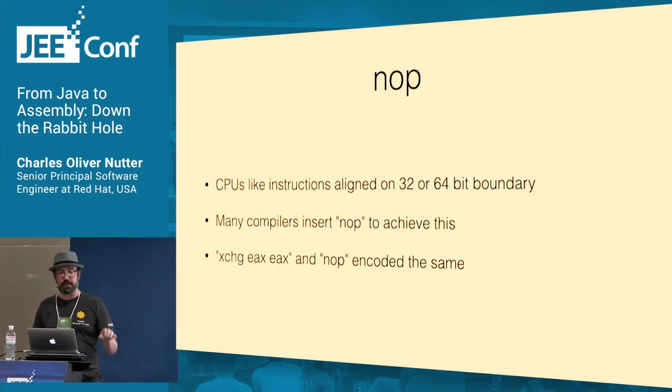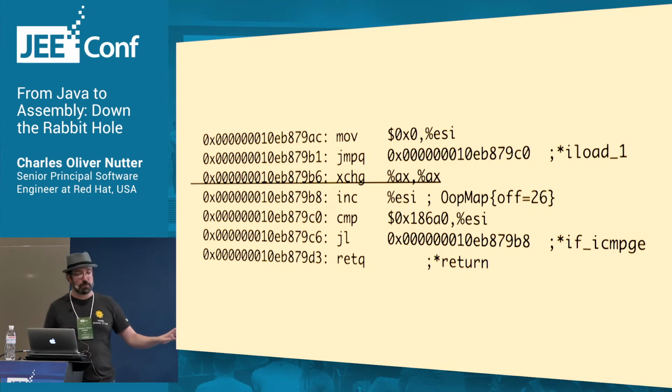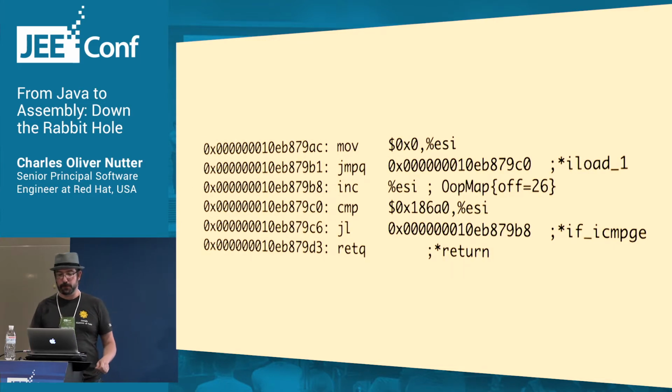NOP basically does nothing here except to align the code on a particular boundary, 32-bit, 64-bit. Most processors would like the codes to be on a particular boundary. It helps speed the process of decoding them into microcode and then executing it on the hardware. And so for our example, of course, this is not interesting either.